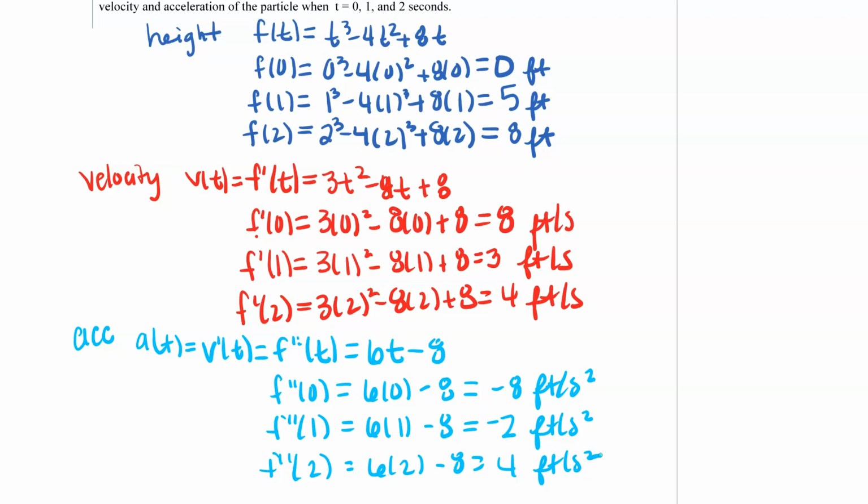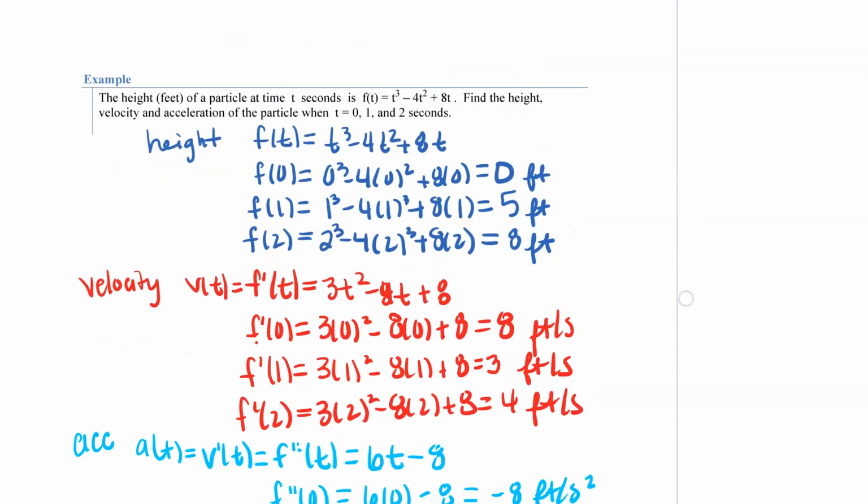And so to give you a better idea of what's going on with velocity and acceleration, let me make some notes up here. When you're driving your car, the speedometer is your velocity. Okay, the speedometer is your velocity. The gas pedal, and how hard you're pushing on the gas pedal or not, is your accelerator.